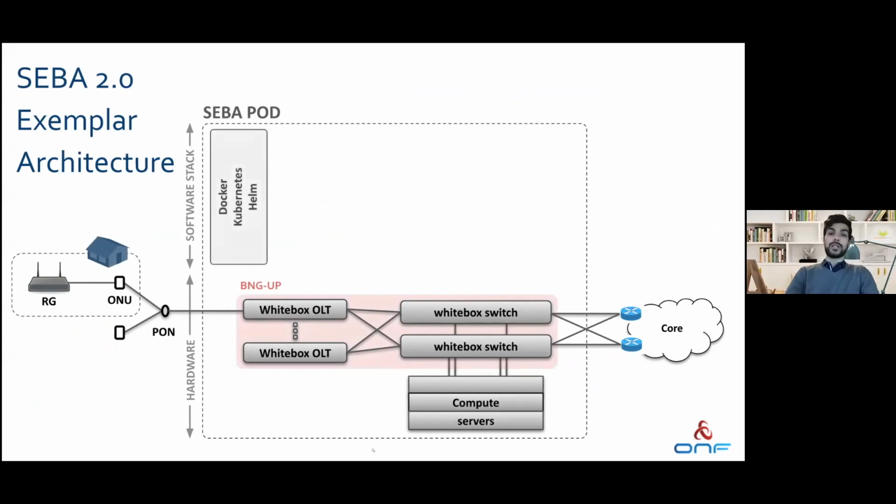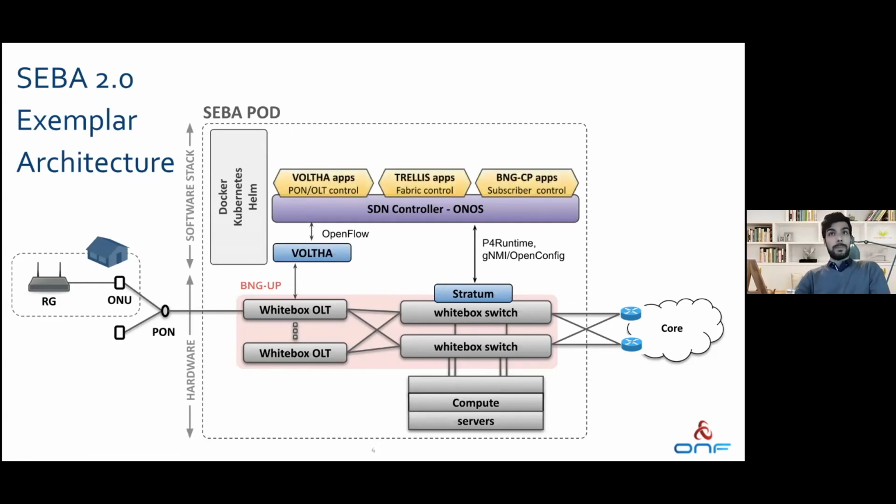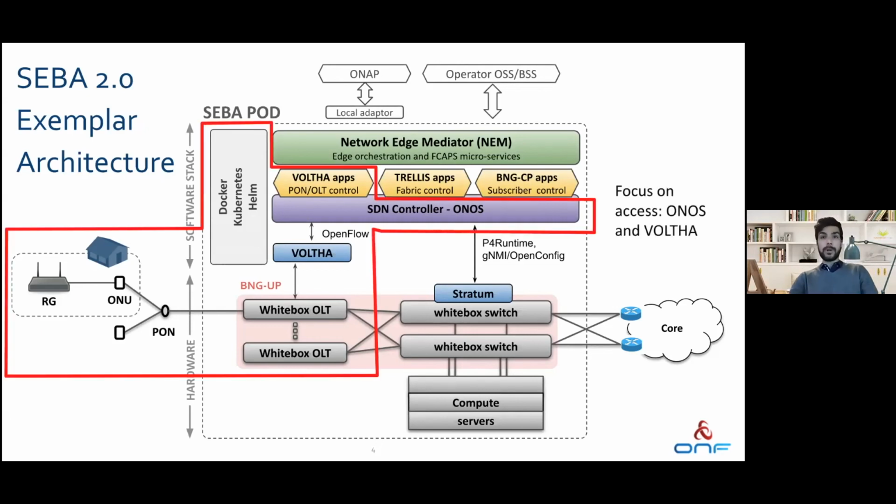Then we have all our software, which is deployed in Kubernetes via Helm and is composed of Docker images. Part of that is VOLTHA, then part of it is Stratum. Then they're both controlled by ONOS, the SDN controller, via OpenFlow, P4Runtime, gNMI, OpenConfig. ONOS has a set of applications. We'll talk about more of those later. And all of it is managed by NEM. That has the capability to interact with the operator OSS BSS or to ONAP through a local adapter. In particular, today we will focus on ONOS and VOLTHA.